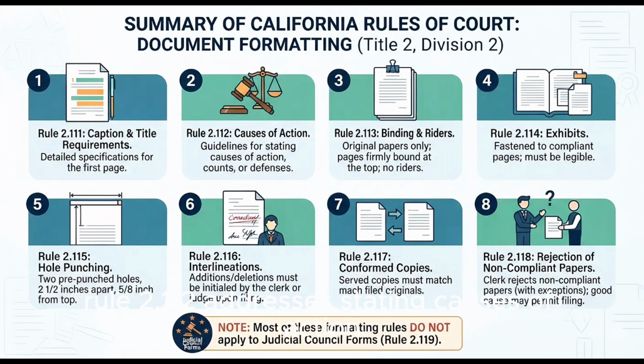Rule 2.112 addresses stating causes of action, counts, or defenses, a topic for a later video. Rule 2.113 requires that hard copy documents consist of original papers only, with no separate writers, and that all pages be firmly bound at the top. Rule 2.114 governs exhibits, fastened to compliant pages and of equal legibility when machine copied. Rule 2.115 mandates at the top of each paper 2 pre-punched holes, centered 2.5 inches apart and 5/8 of an inch from the top of the paper.